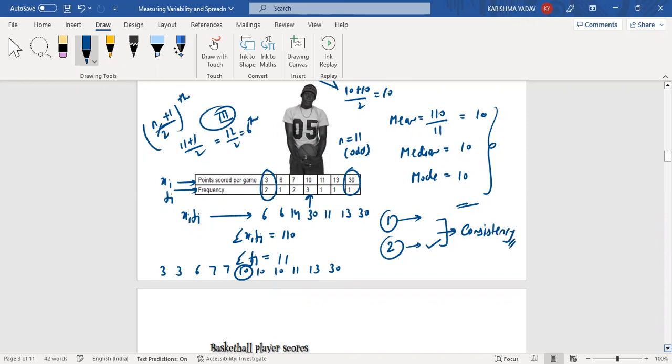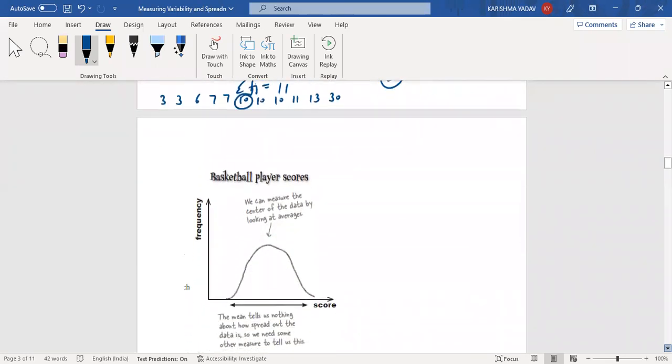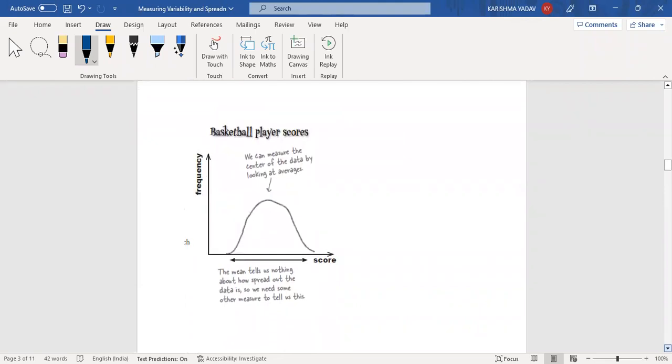Consistency of the player, that is, how consistent the performance of the player is. Now look at this. This is the basketball player scores. This is the frequency and this is the score. This is the distribution that we have got. Now, we can measure the center of the data by looking at the averages. We have got the center of the data for the three players.